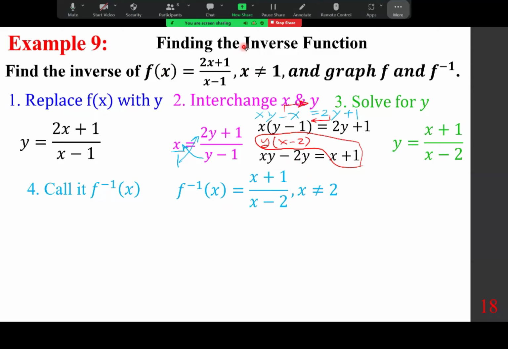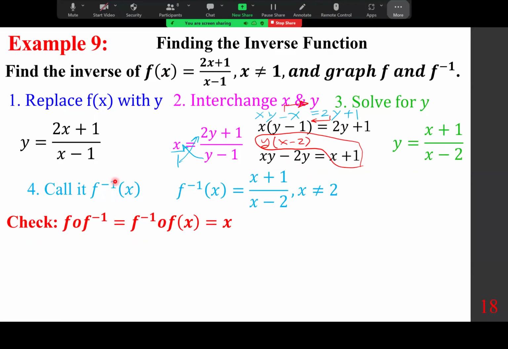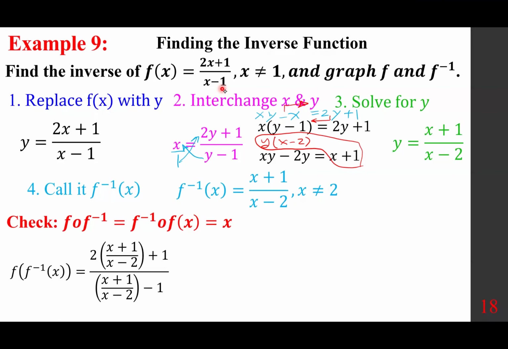That's the idea. Now let's check by looking at f of f inverse or f inverse of f. We're going to look at one of them. For example, in this function, we replace the x with x plus 1 over x minus 2. So in this function, replace this x and this x with x plus 1 over x minus 2. Therefore, we get 2 times this plus 1 over x plus 1 over x minus 2 minus 1. Now, this is a complex fraction. And the easiest way to do this, we're going to multiply the top and the bottom by x minus 2.